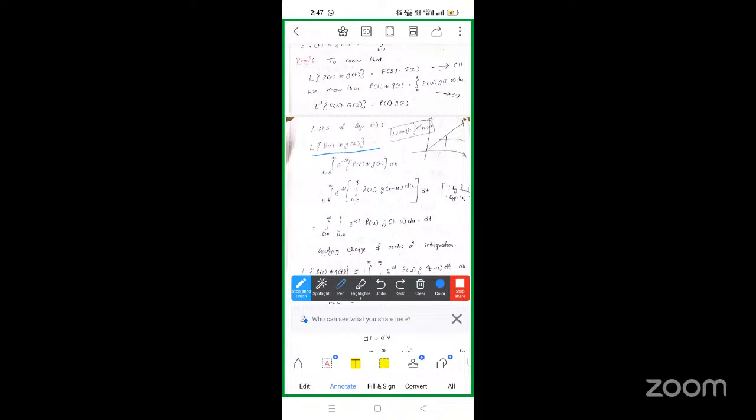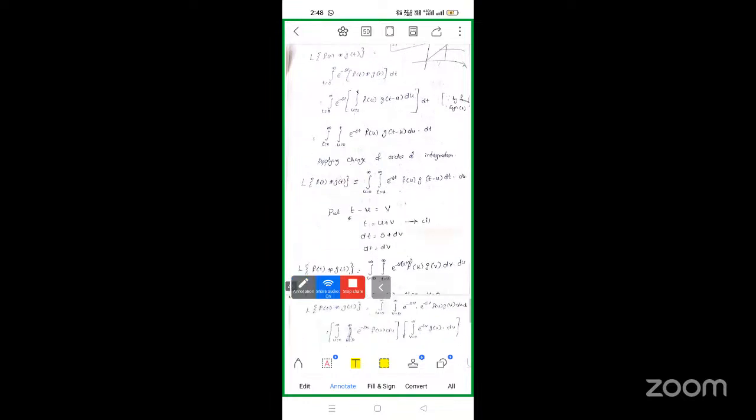But we know from equation 1 and equation 2 that f of t star g of t is equal to the integration from 0 to t of f of u into g of t minus u into du. Clear? So, changing the order of integration: 0 to infinity, 0 to t, e power minus st, f of u into g of t minus u into du into dt.